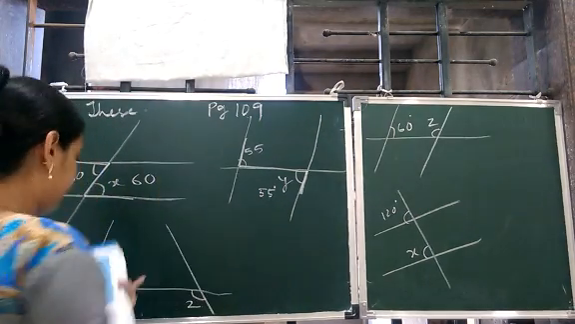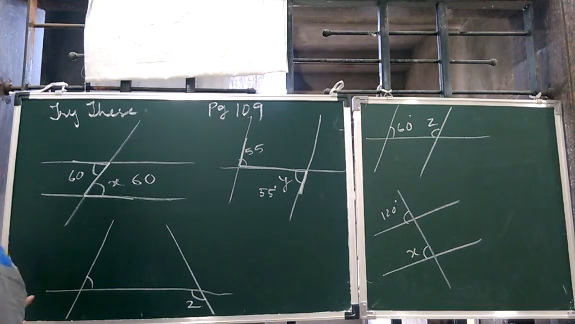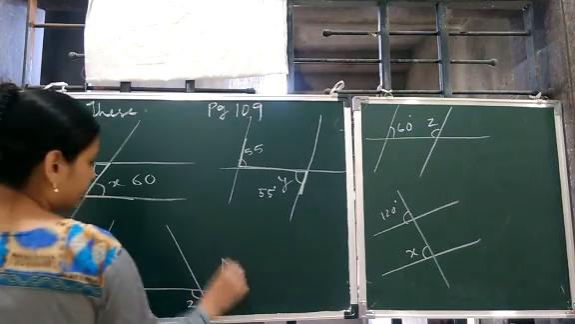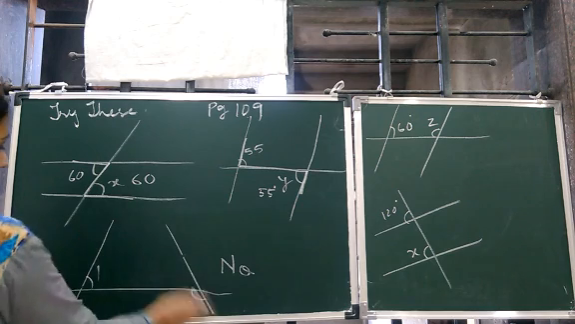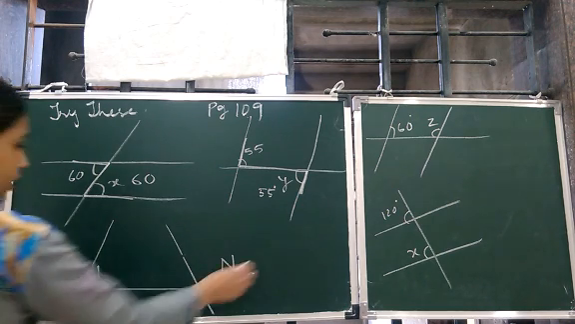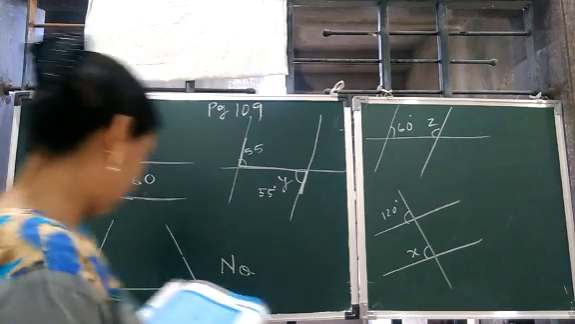Alternate interior angles. Then this one, is angle 1 equal to angle 2? No. Why no? They are not parallel lines. So it is not alternate interior angles, so they will not be equal. So the answer is no.